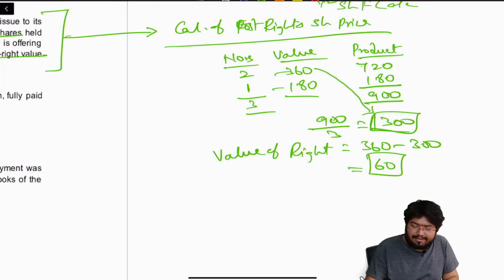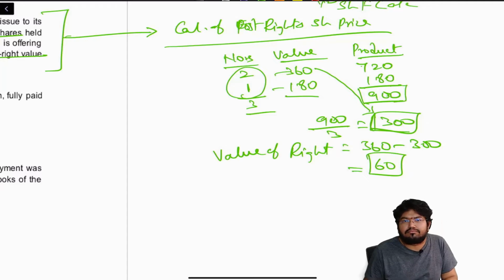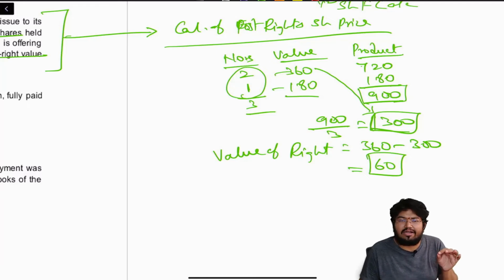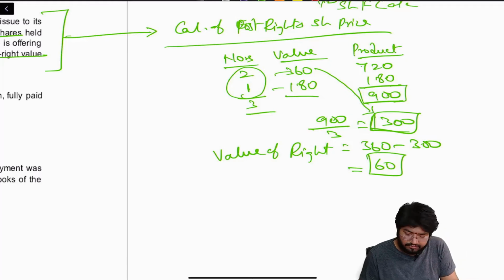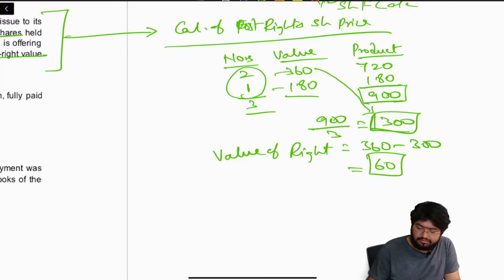What does market capitalization perspective mean? For the number of shares I hold in the company, what is it that people are willing to pay me? 900 is what people are willing to pay now for 3 shares. That's all. So 900 is the market capitalization for 3 shares. So that means per share market value after rights issue is 300 rupees. So the difference between 360 and 300 will be your value of right. Is that clear? Yes, sir. Okay.